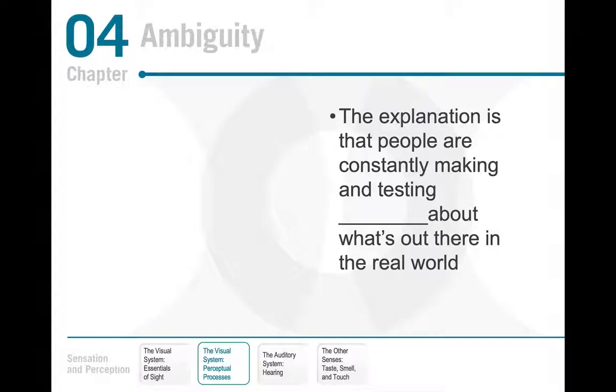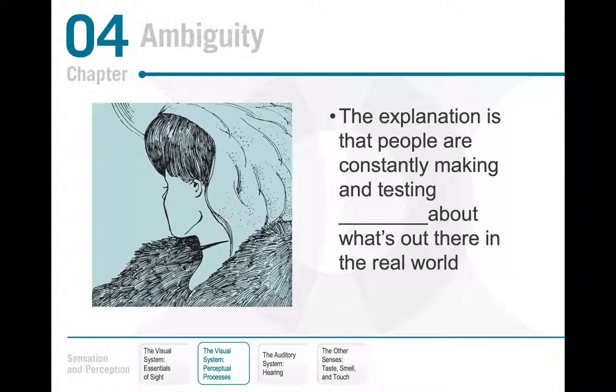In visual perception, the images projected on the retina are distorted, two-dimensional versions of their actual, three-dimensional counterparts. If the sensory input is so distorted, how do people get an accurate view of the world? The explanation is that people are constantly making and testing hypotheses about what's out there in the real world. These hypotheses are called perceptual hypotheses. Let's look at some ambiguous drawings that illustrate the process of making perceptual hypotheses.